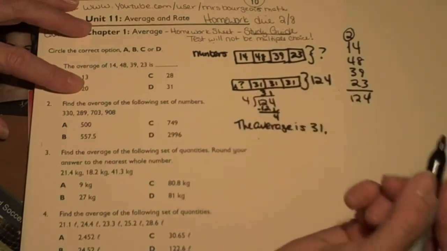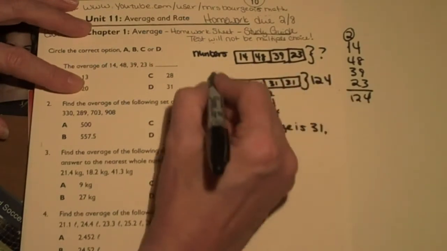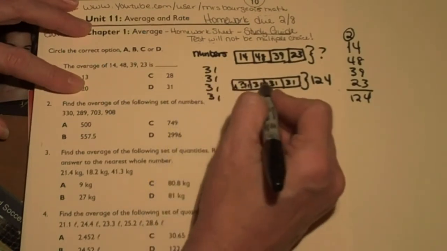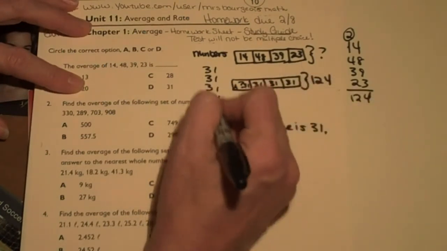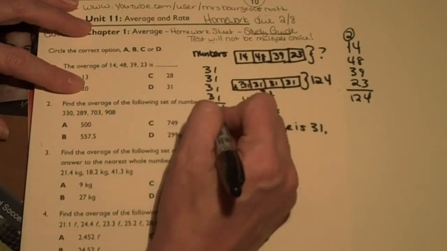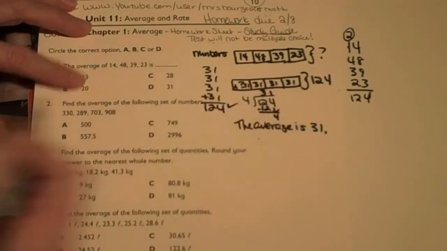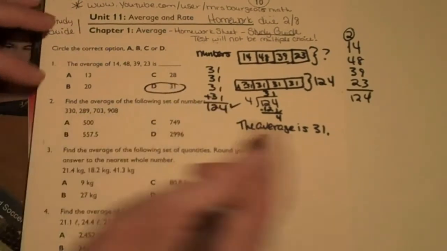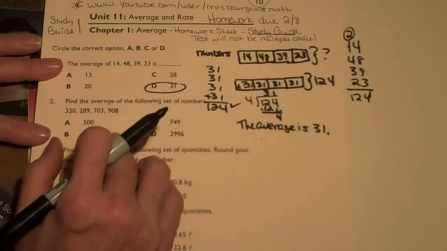We talked about how to check our work too. We could go 31 plus 31 plus 31 plus 31 because all these boxes add up to be 124, right? So 6 and 6 is 12. That would check out, right? So 31 is our answer. Circle that. Okay. I'm not going to go through all the word problem stuff for the next one.